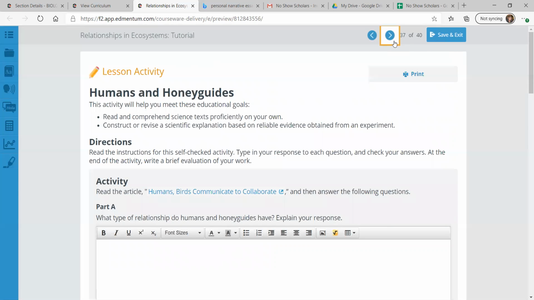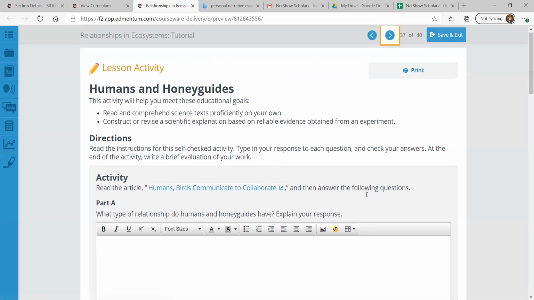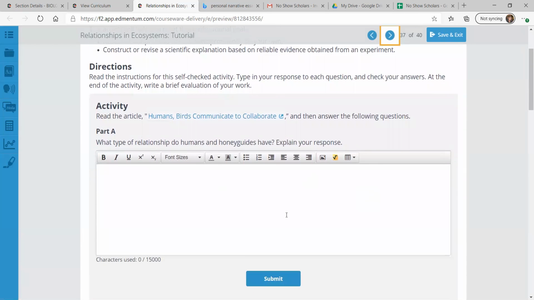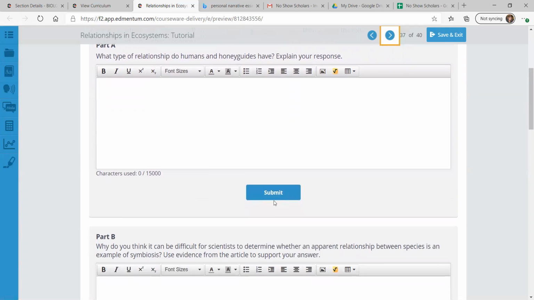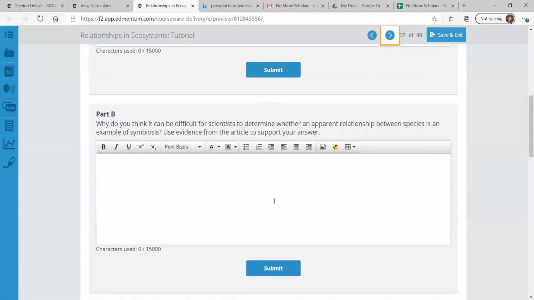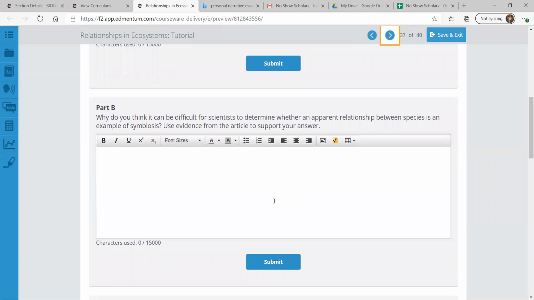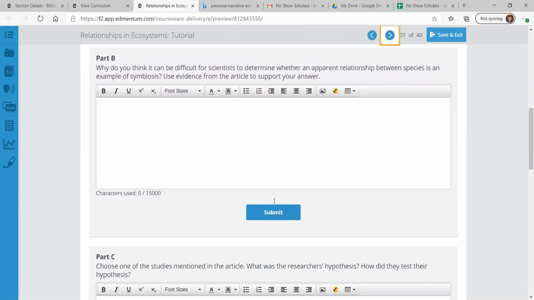In this activity, there is an article, Human Birds Communicate to Collaborate. And then you're asked about what type of relationship the humans and the honey guides have. Why do you think it can be difficult for scientists to determine whether an apparent relationship between species is an example of symbiosis? And then you're going to use evidence from the article to support your answer.